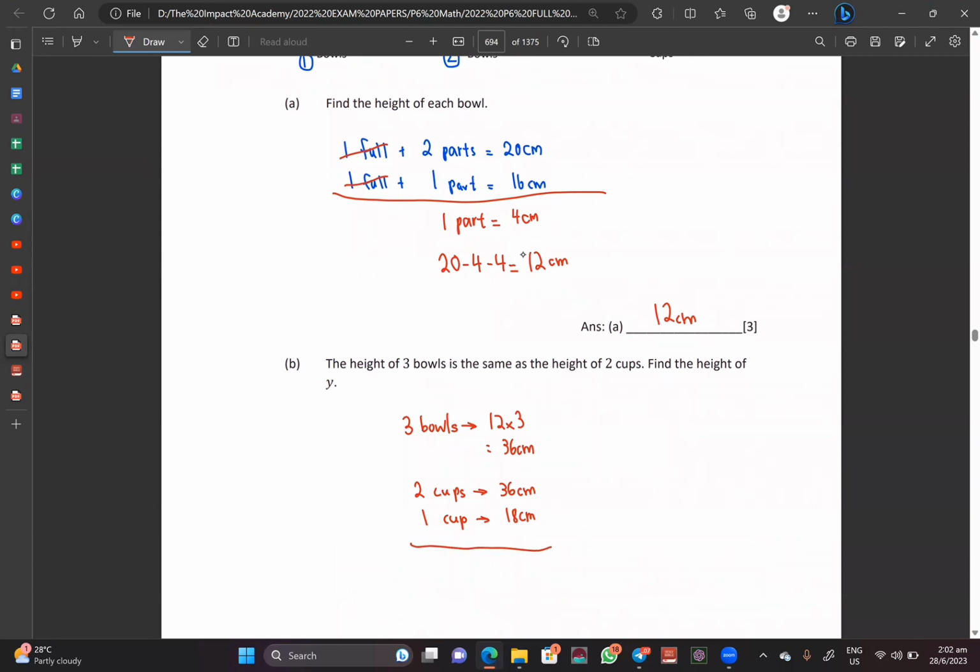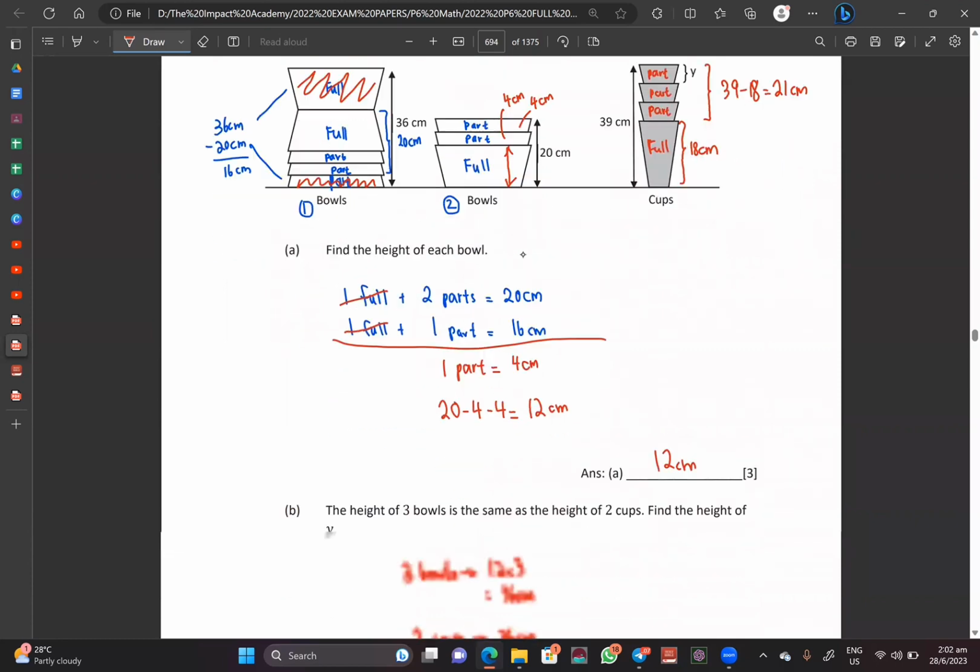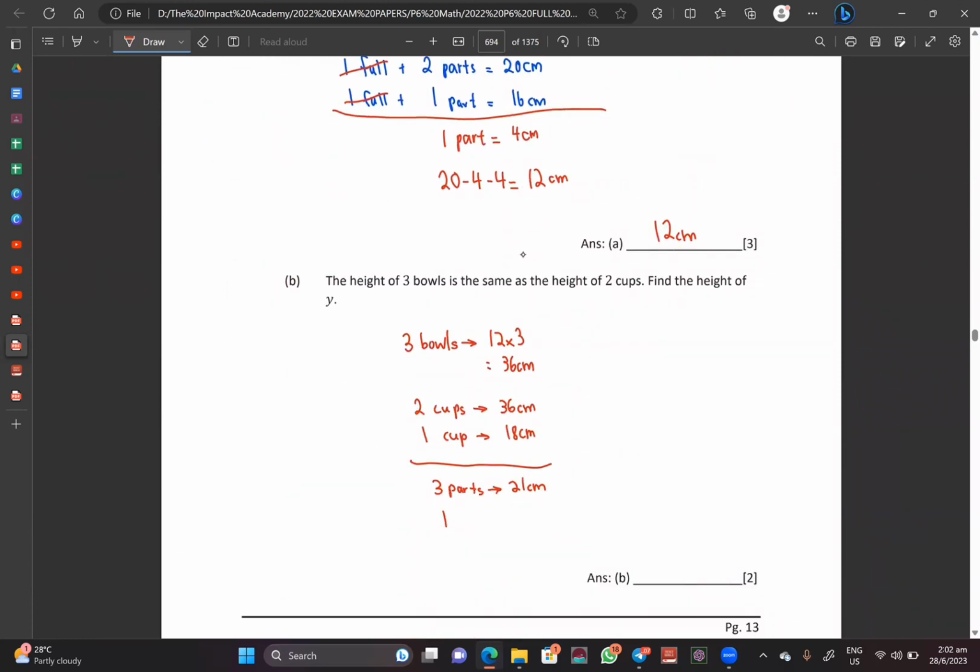So we know that three parts of the cups, we are going to write that three parts, referring to cups, is equal to 21 centimeters, and the question wants us to find the height of y, and y is actually just one part. So therefore, I can simply find one part. I just have to do 21 divided by 3, and therefore my answer for this question has to be 7 cm, and 7 cm is the height of y.